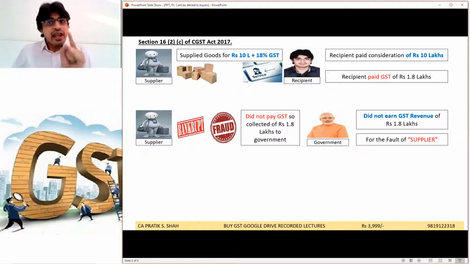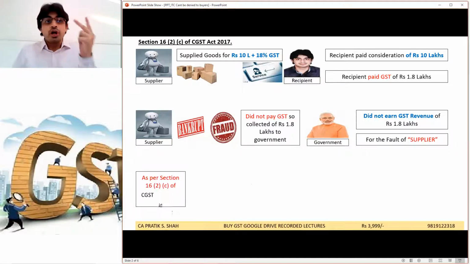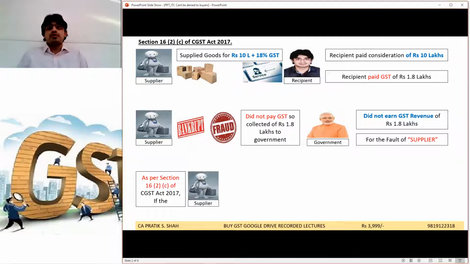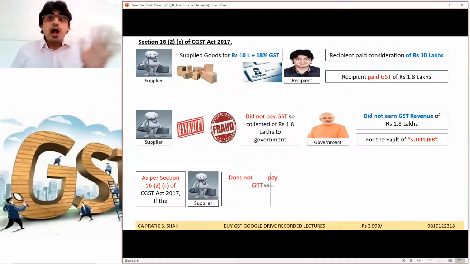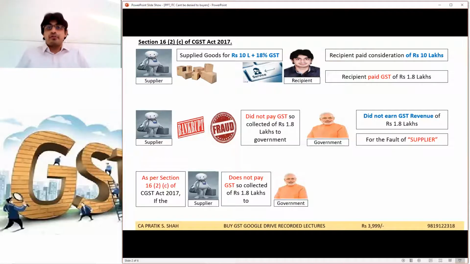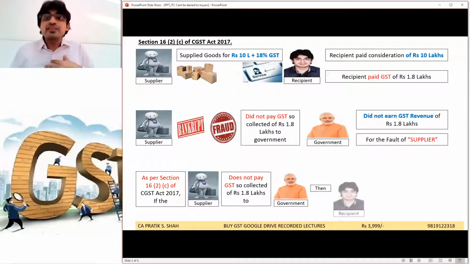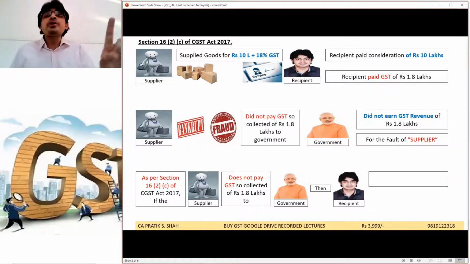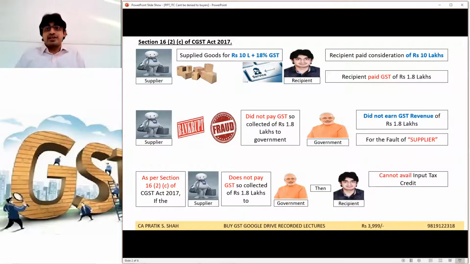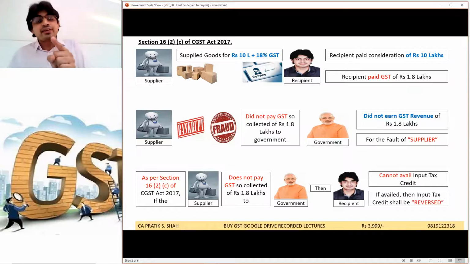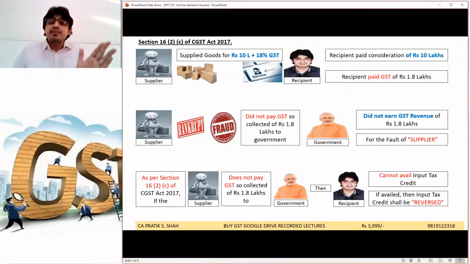Now, if you carefully see section 16.2 clause C, what it says. If the supplier does not pay GST to the government of India, then the recipient cannot avail input tax credit. So if recipient has correctly paid GST, still he cannot avail ITC. And if he has already availed, then his input tax credit shall be reversed. This is held in 16.2.